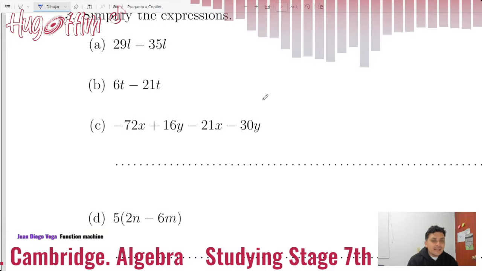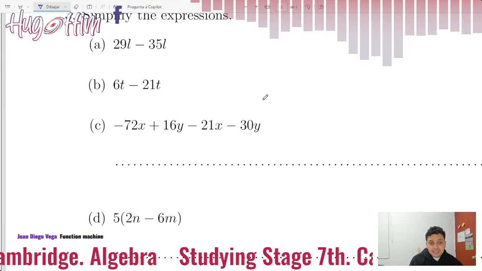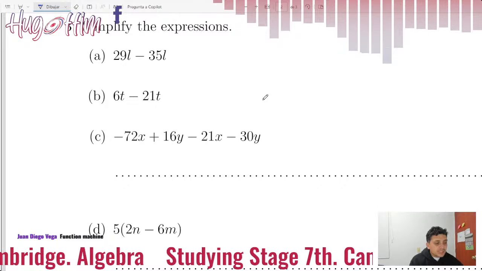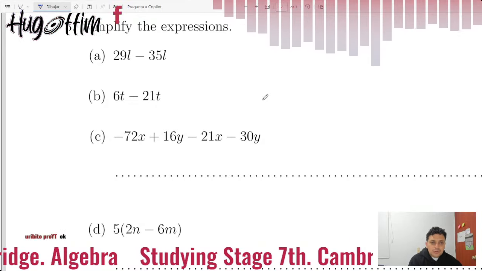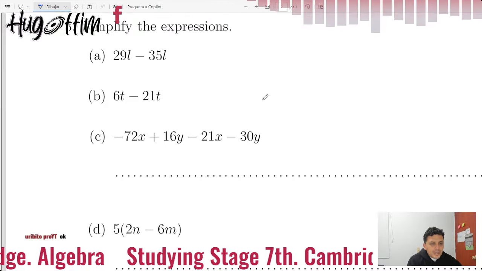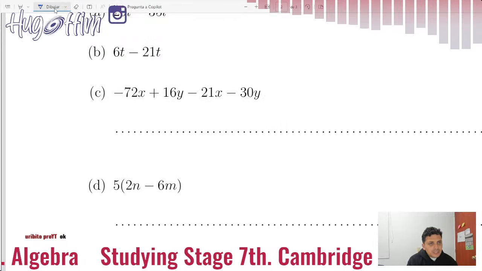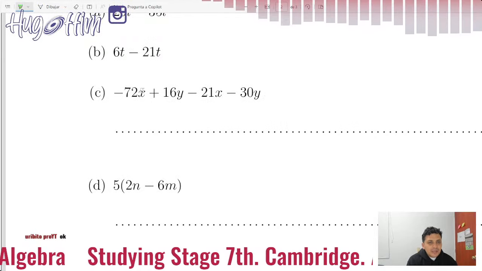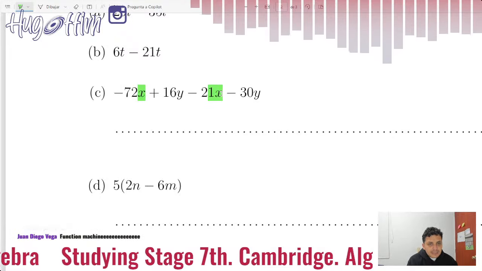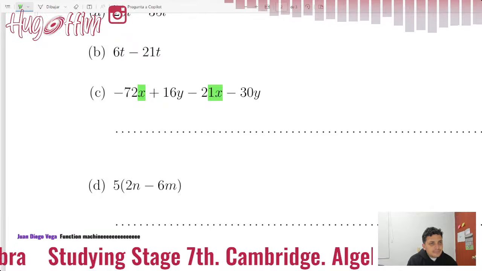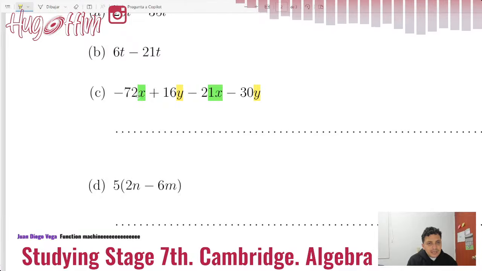And on the other hand, after collecting like terms, the other option is that you need to simplify parentheses by applying the distributive property. So I'm going to show you how to simplify using like terms and how to work with parentheses. In this question, I need to identify the like terms. The like terms are the terms that have the x and the terms that have y. So these are like terms.